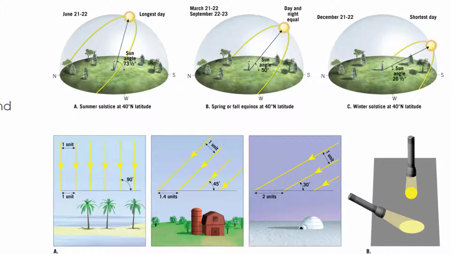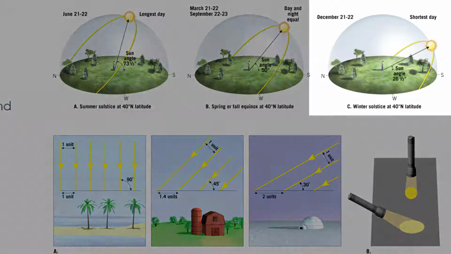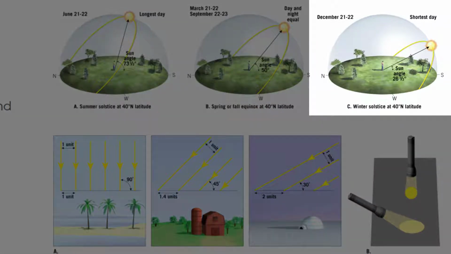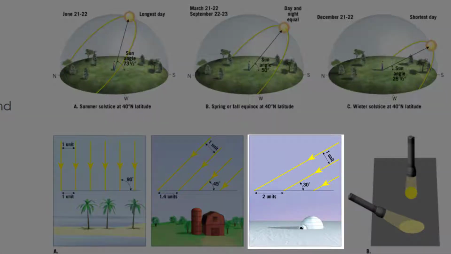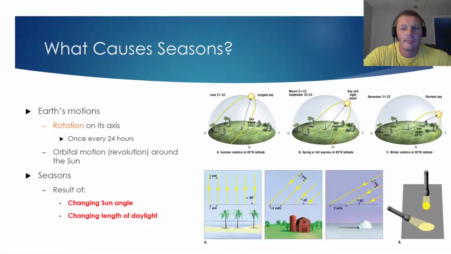And then for our last consideration on this slide, let's take a look at the winter solstice, where the sun angle is only 26.5 degrees with respect to the horizontal. Because of that extremely shallow angle, this will be the shortest day of the year, and that incoming solar energy will be spread out even more so than it was in the previous picture.